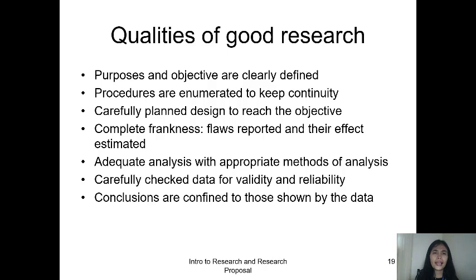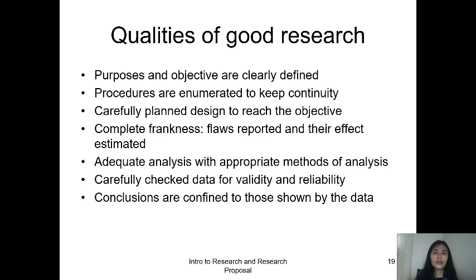Okay, now what do we call good research? If you want to be called a good researcher, then you need to have research that has purposes and objectives which are clearly defined. The procedures are enumerated to keep continuity, and you also need to have flaws reported and their effect estimated. What this means is that you don't have errors in your data during your presentation of your research later on. And you also need to carefully check the data for validity and reliability, whether the data that you get is actually valid or reliable.